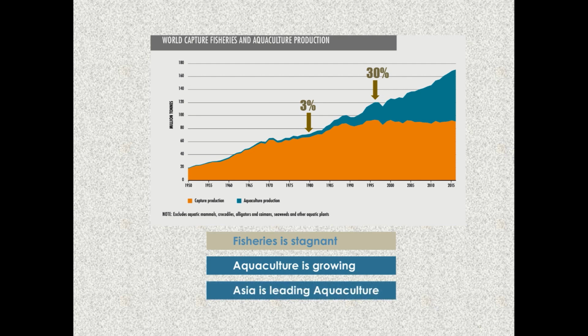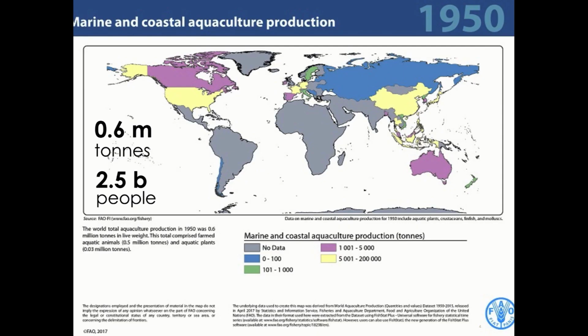Now, from this graph you can't see that Asia is leading aquaculture, but in this map what you can see is the world production in 1950. And you can see it in grey scale. The grey means there is no data. Most of the southern hemisphere has either no production, or then you have Indonesia with quite a big production, and also Australia with a big production. So these are mainly the countries, and New Zealand too, that have aquaculture production. Africa doesn't have any production.